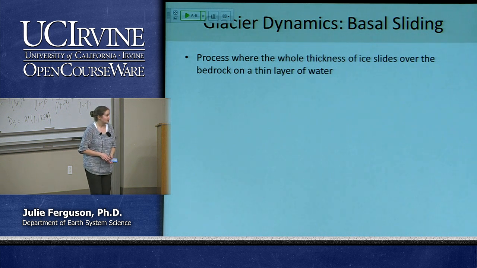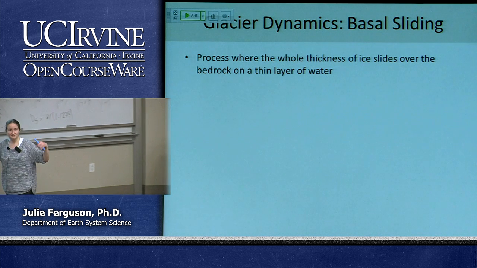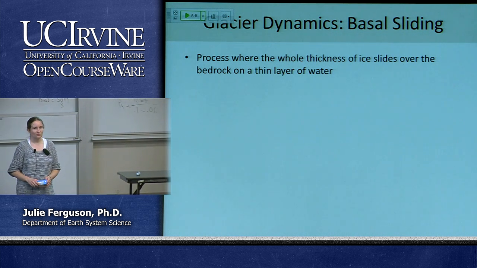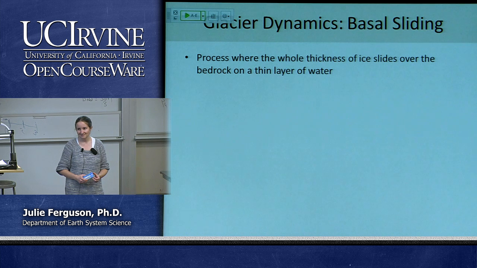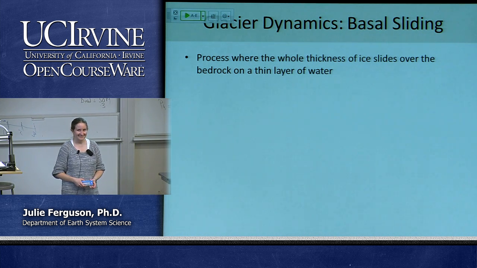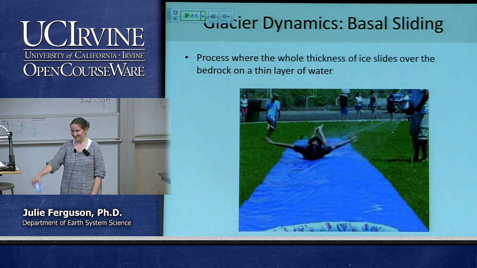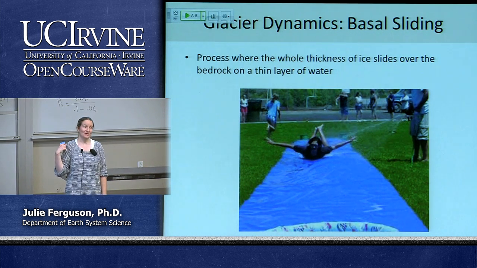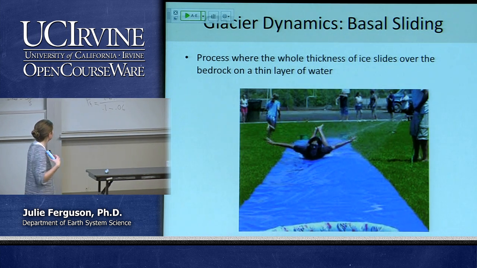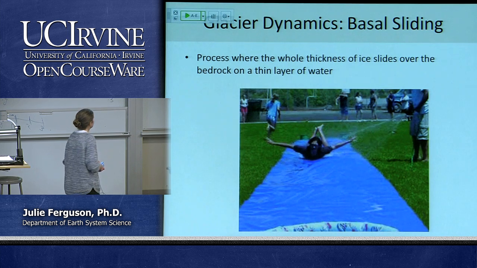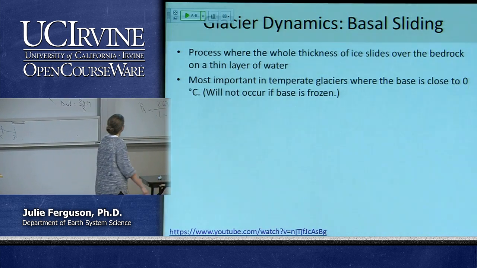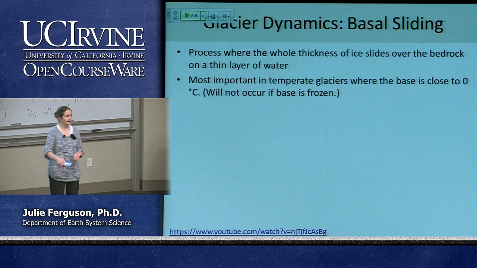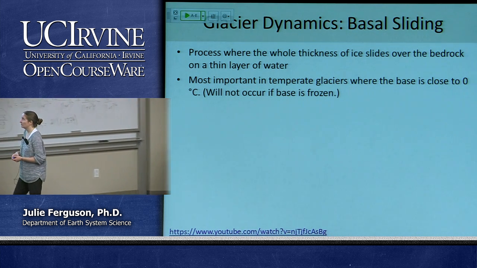Basal sliding is just what it sounds like. It's basically the process where the whole thickness of our ice will slide on a thin layer of water underneath. Can anyone think of an example where this is helpful in your summer holidays? Would you do this if there was no water on it? No, it's really not a good idea. That's because we need that friction to be less. Otherwise it hurts a lot. So this is really the most important where we have that water underneath the ice. It makes the glacier behave a bit like a slip and slide. And so it definitely won't occur where our base is frozen.